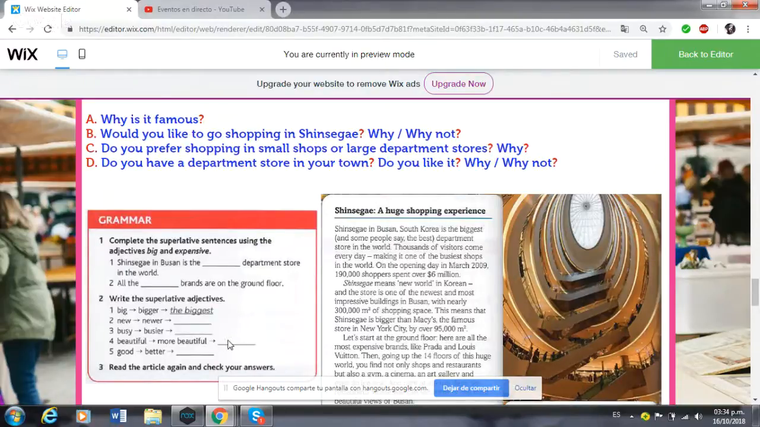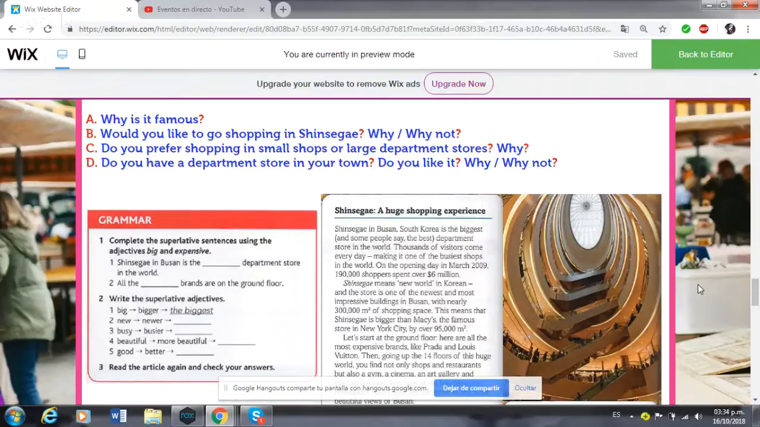And good. Remember that good is an irregular form. As you can see here, five, good, better in comparative form. And in the superlative form, what do you think? What is the superlative form of this adjective, good?